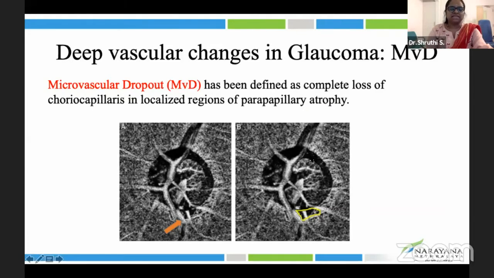Some papers say that it is deep layer microvascular dropout, and some papers define it as choroidal microvascular dropout, though both are essentially the same. So this is an example of a glaucoma eye, where the capillary dropout area, the microvascular dropout area, is shown by the orange arrow mark, and it is delineated in the yellow boundary in the second image. This can also be quantified. We use ImageJ software to do the same, which helps us to quantify the dropout areas.